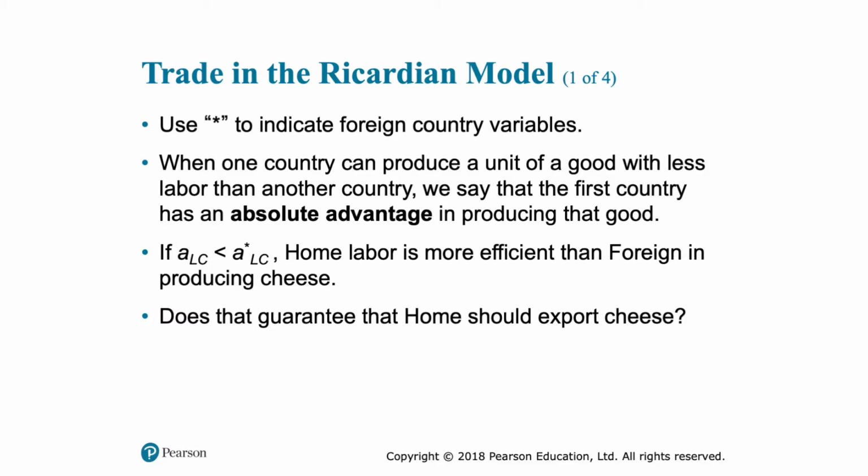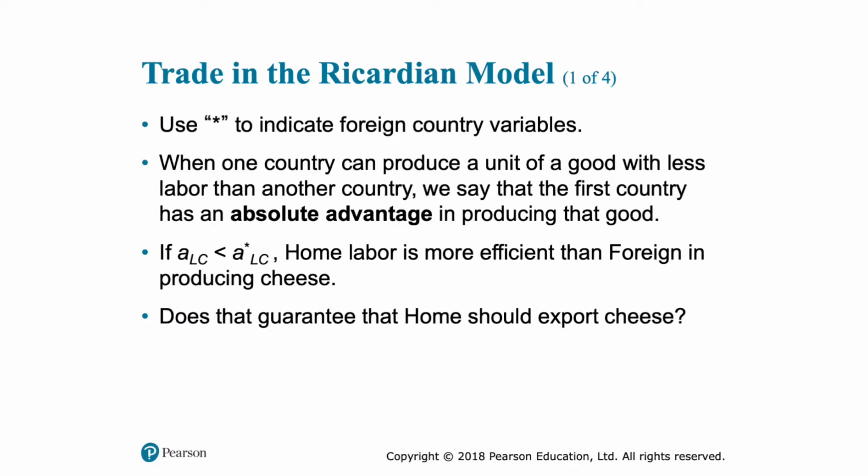AL1 is 1, AL1 star is 2. So this one is greater than this. AL1 star, foreign countries, AL1 star is 2 in my numerical example, isn't it? We already calculated. That means marginal product of labor in sector 1 in home is higher than marginal product of labor in sector 1 in foreign. MPL1 is higher because AL1 and MPL1 have a reciprocal relation with each other, right? Home labor is more efficient than foreign in producing Q1.